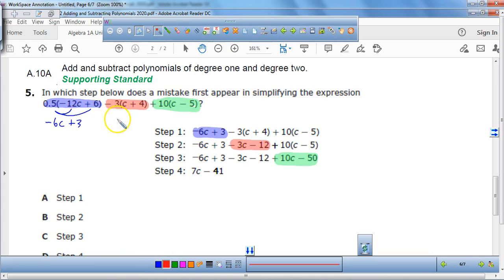Then we're going to go ahead and distribute the negative 3 to both. Negative 3 times c is negative 3c. Negative 3 times 4 is minus 12. And then 10 times c is 10c, and 10 times negative 5 is negative 50.